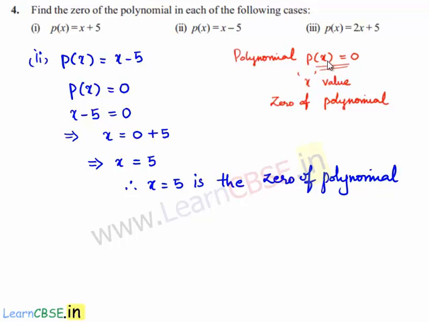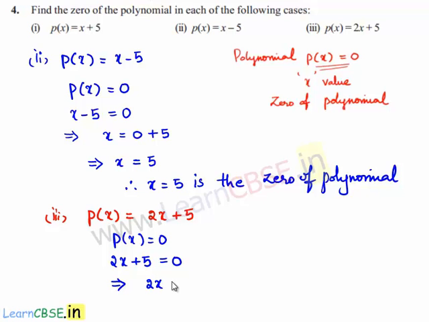Now, let us see the third bit, which is p of x is equal to 2x plus 5. In order to find the 0 of the polynomial, we need to equate the given polynomial to 0, which is p of x is equal to 0. That gives 2x plus 5 is equal to 0, which gives 2x is equal to minus 5, which implies x is equal to minus 5 by 2, which is the 0 of the polynomial.